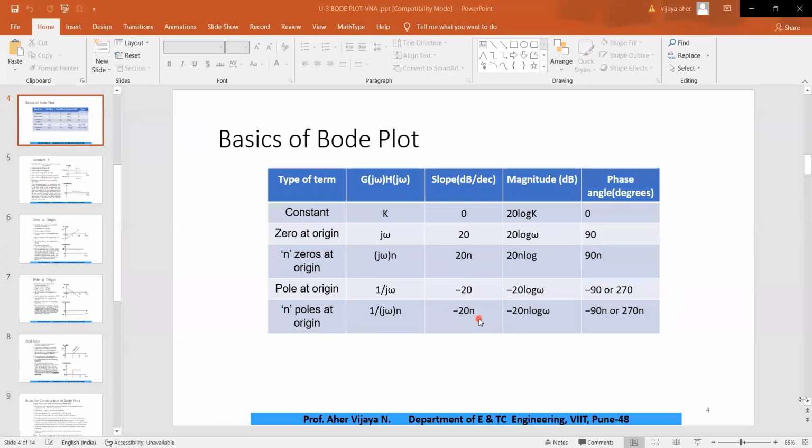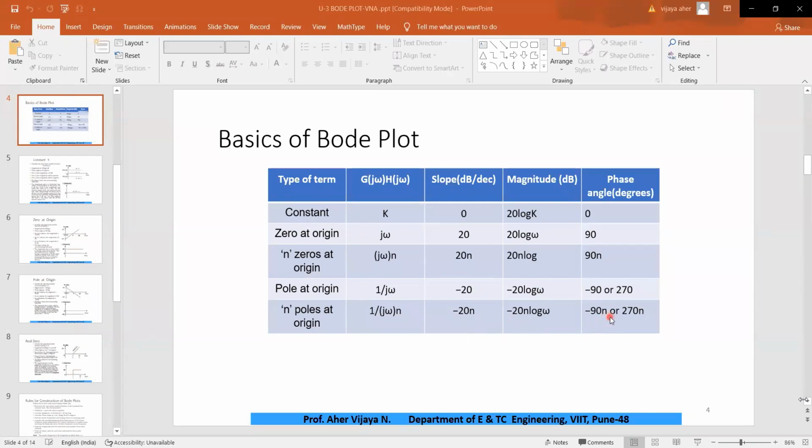Now, while calculating magnitude for n poles at origin, you have to use this equation: minus 20 into n into log of omega to the base 10, right? So just multiply by n, the number of poles. And what about phase angle? Phase angle remains as it is: minus 90 degree into the number of poles.